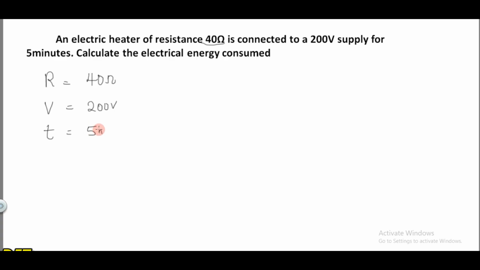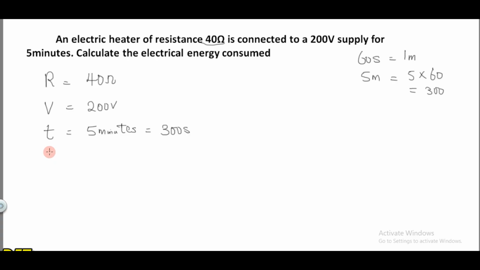5 minutes, right? And you should know that the SI unit for time is seconds and not minutes. So we know that 60 seconds is equal to 1 minute. Therefore 5 minutes will be equal to 5 times 60, and that will give us 300. So my 5 minutes is equal to 300 seconds, right?